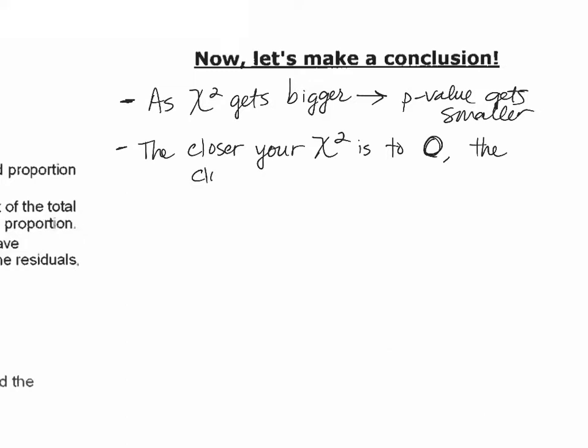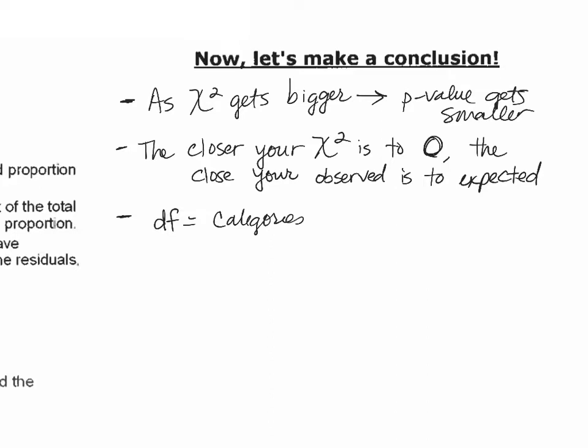the closer your observed is to what you were expected to get. Very good. So the closer your observed is to expected, the smaller your chi-squared value will be. Okay, let's also review that degrees of freedom is not n minus 1, but degrees of freedom is categories minus 1.